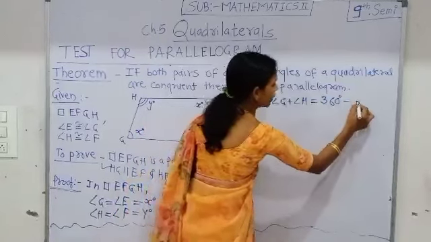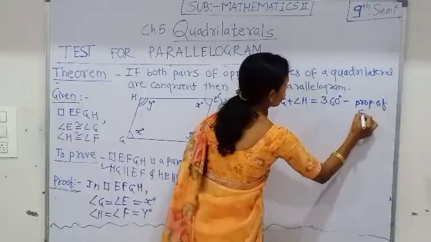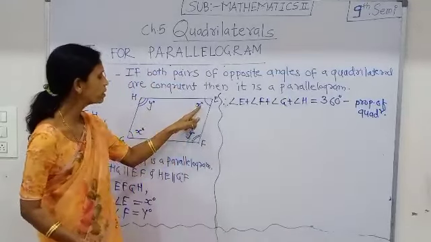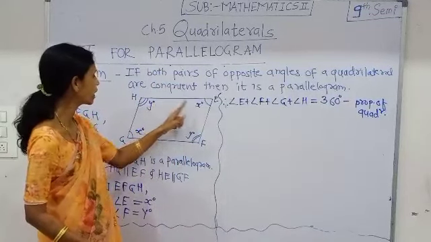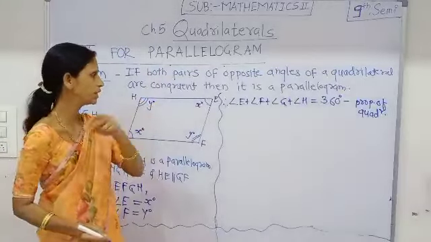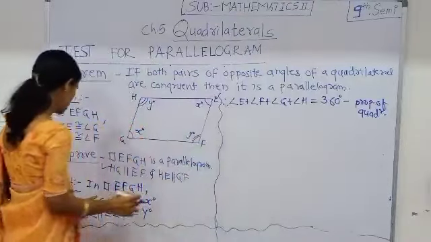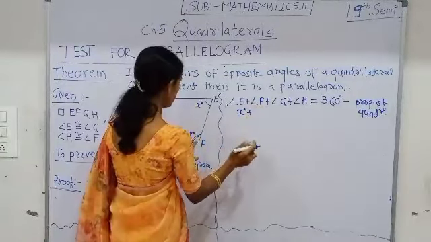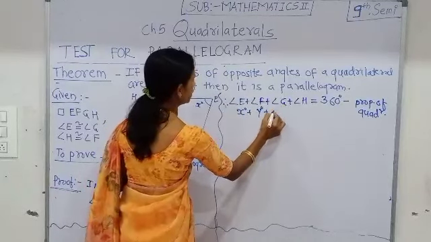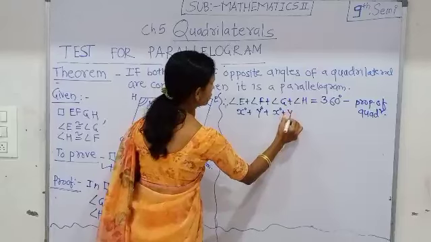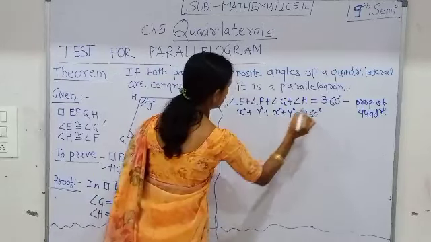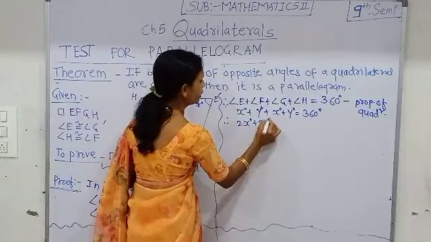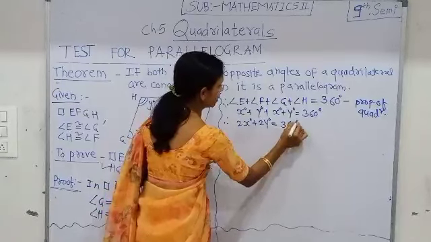That is the property of any quadrilateral: the sum of the measures of all four angles of a quadrilateral is 360 degrees. Then angle E, which is considered x degrees, plus angle F, which is y degrees, plus angle G, that is x degrees, and angle H, that is y degrees, is equal to 360 degrees. Therefore 2x degrees plus 2y degrees is equal to 360 degrees.